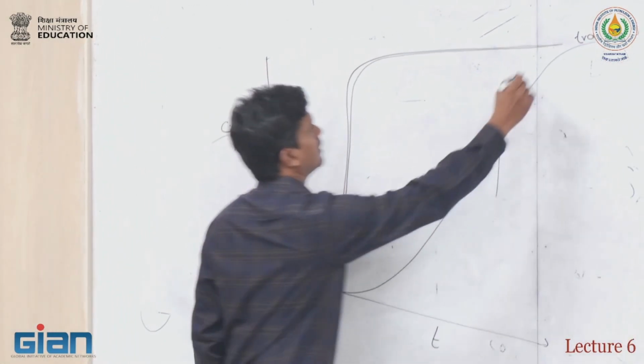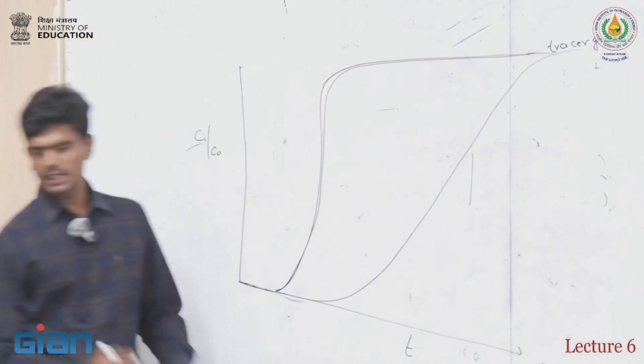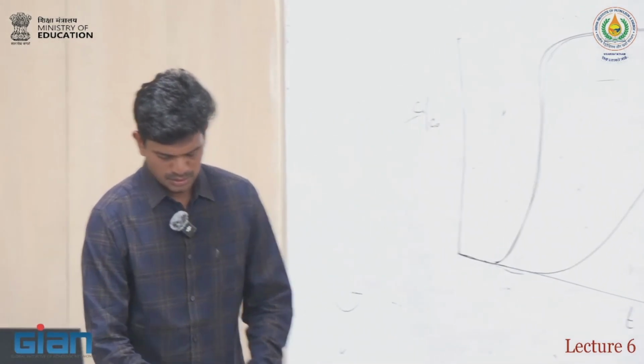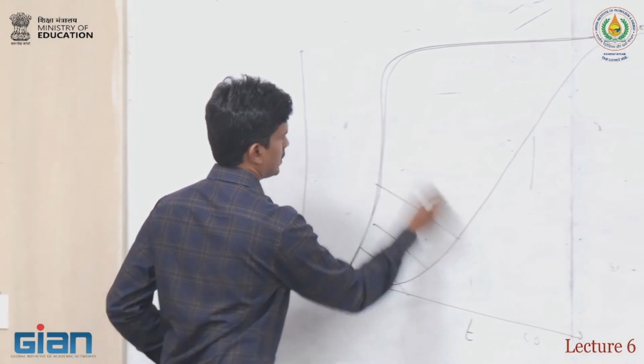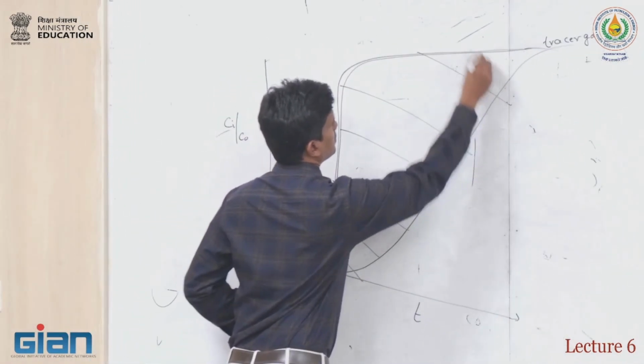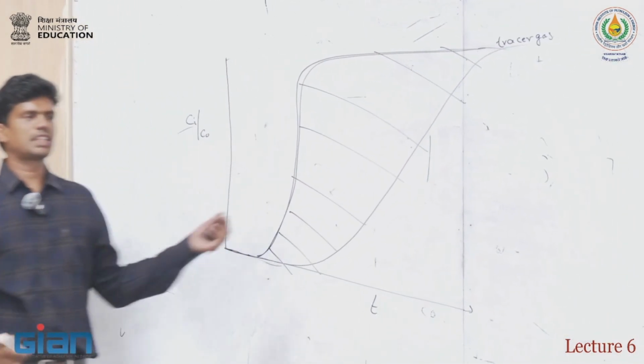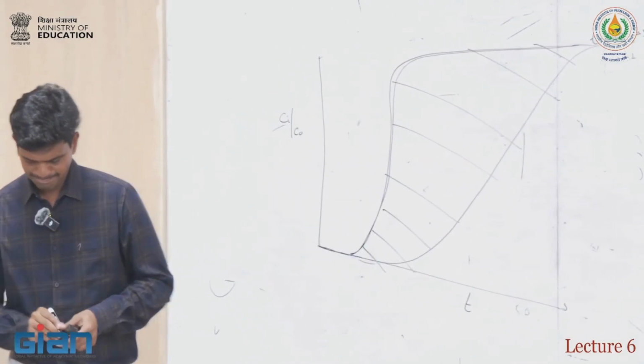Something like that, right? So the area under the curve, which is in between these two things, will give you the amount adsorbed. Okay, that's how we calculate the amount adsorbed.